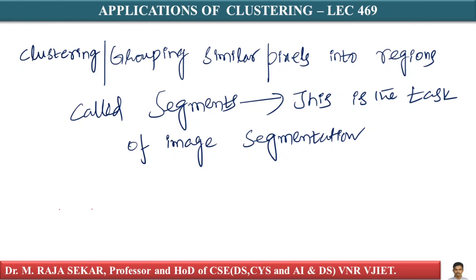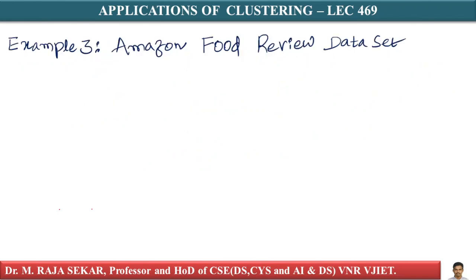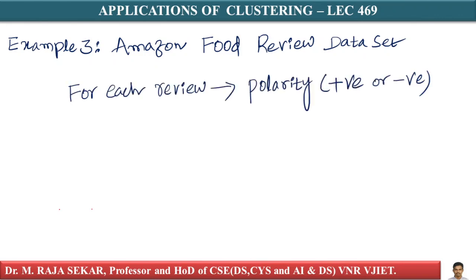So let's also look at a third, very interesting example. Since we have been seeing this Amazon food review data set, because we have been using it as a running example in our course. In Amazon food review, for each review we have some data about the review and the text. For each review we have polarity, which is either positive or negative sentiment. How is this data collected?